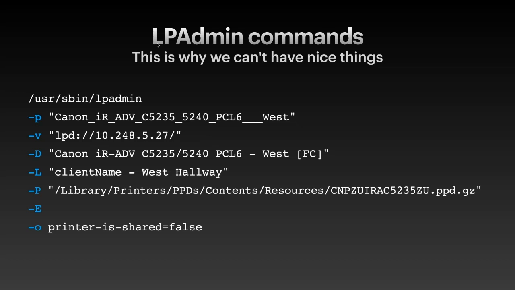-P is the location of the print driver file itself, your PPD. -E is going to be a flag to allow CUPS encryption. And finally, we've got -o, which can be a very large list depending on what you need of all of your CUPS options.